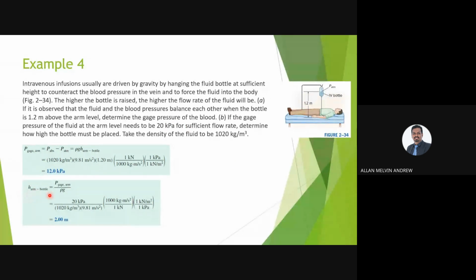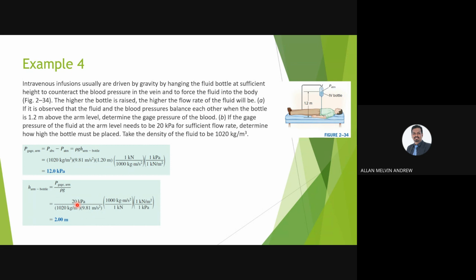So the height from arm to bottle equals the gauge pressure at arm divided by rho g. This is actually from this equation: gauge pressure equals rho g h. Here you rearrange because you want to find the height, and the new gauge pressure is already given. They say 20 kilopascal. So 20 kilopascal divided by rho, which is 1020, and g, which is 9.81. You have the unit conversion here.